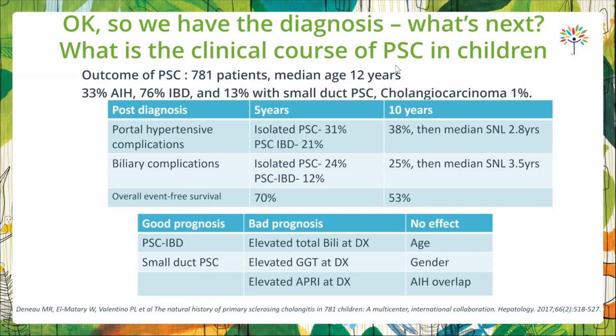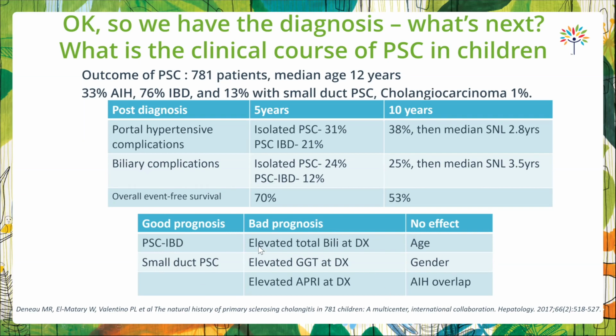So we know that even after 10 years, half of the children were pretty stable. Nothing much had happened to them. The other half had developed some complications related to portal hypertension, which is scarring of the liver, fibrosis and scarring of the liver, or some biliary complications such as infection of the bile ducts or narrowing of the bile ducts. We know that if you've got inflammatory bowel disease, you tend to do a little bit better. We know if you've got small duct PSC, you tend to do a little bit better.